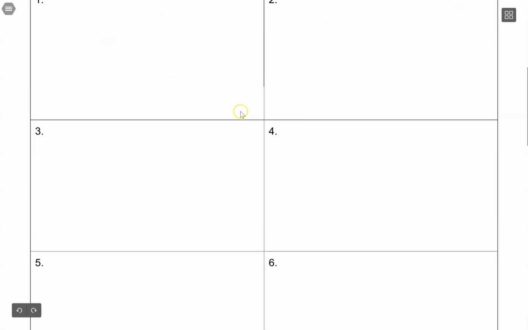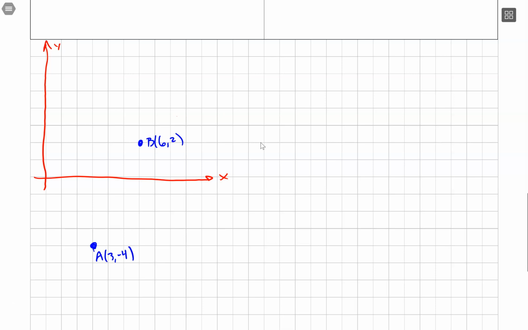So let's jump back over here. I'm going to need graph paper for this. I'm going to try and sketch this one out on graph paper. I'll go ahead and give myself the y-axis here, x-axis. Let's plot those points. A was at 3, -4. 1, 2, 3, 1, 2, 3, 4. B was at 6, 2. C is at 4, 6. And we're asked to find D.